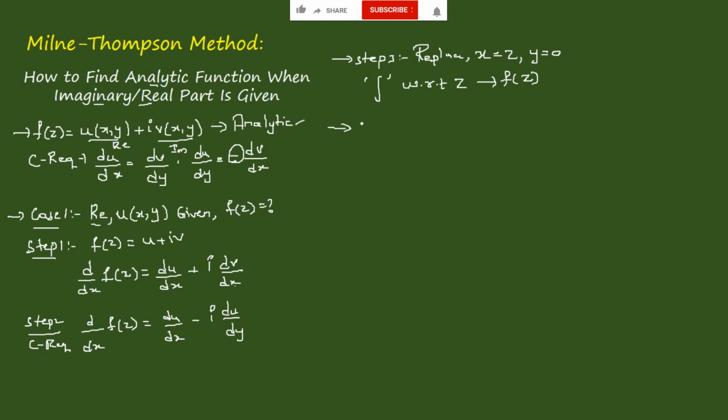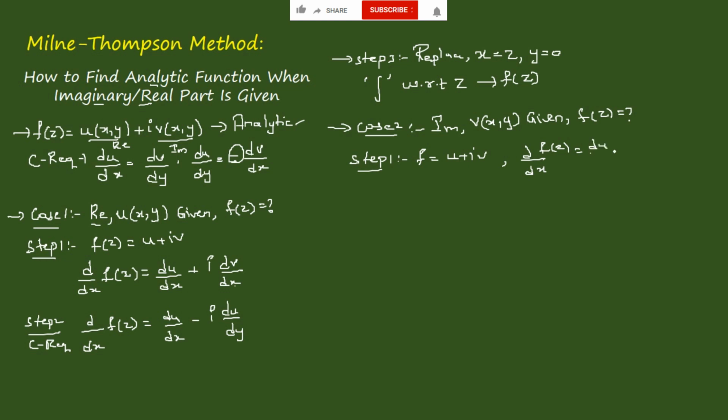Now if an imaginary part is given, we consider this in case 2. Only the imaginary part, v of x comma y, is given, and we have to find the value of f of z, right? So in step 1, we'll use the same steps. f is equal to u plus iv. Then we differentiate it with respect to x, which is equal to du by dx plus i into dv by dx, right?